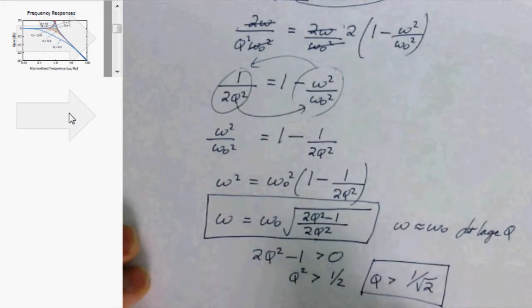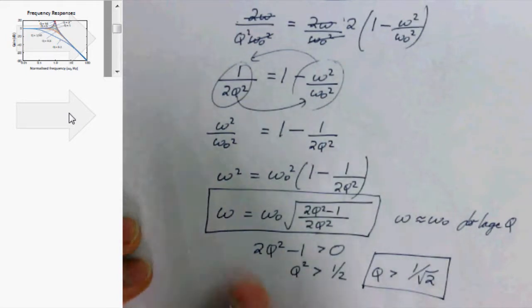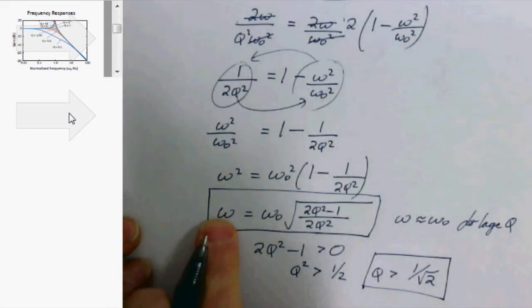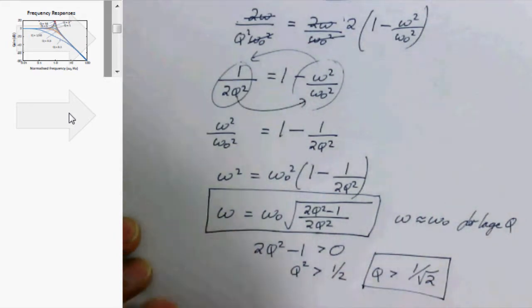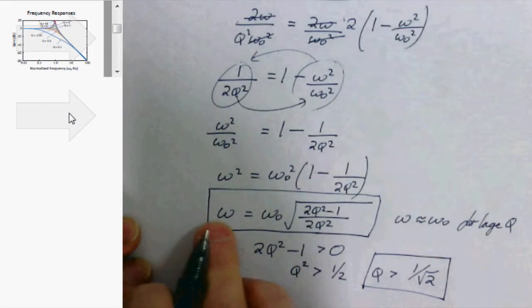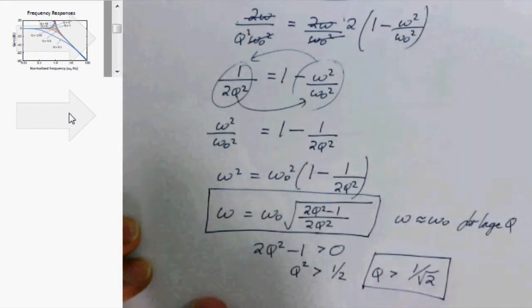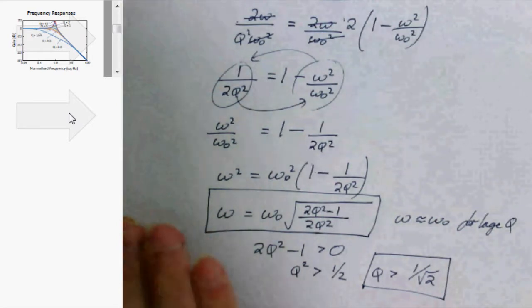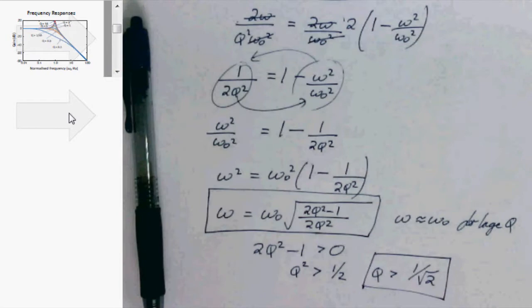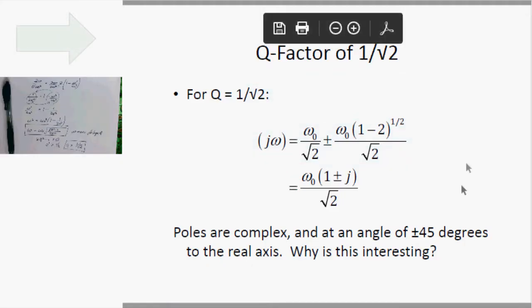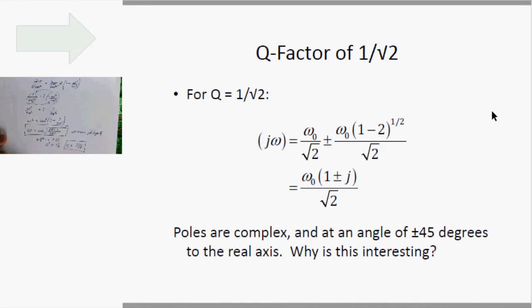If q is greater than 1 over root 2, then there is a frequency at which there is a maximum. If q is less than 1 over root 2, then there is no frequency at which we have a maximum in our frequency response. It just decays all the way from 0. That's why I picked 1 over root 2 as being our next interesting point.